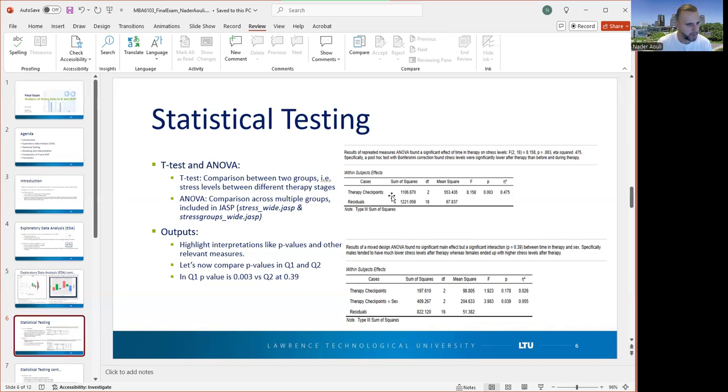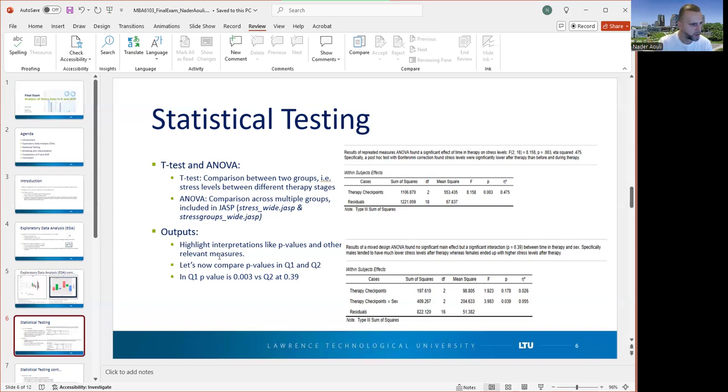Looking at the right, you can see here, this is a little bit of a chart. So these results show us the repeated measures ANOVA that were found at the time of therapy on the stress level. So F(2, 18), as you can see, those are the sum of squares. The p-value here was 0.003. Okay. So specifically, what we found is, in the post hoc test, the stress levels were significantly lower after therapy than before and during therapy.